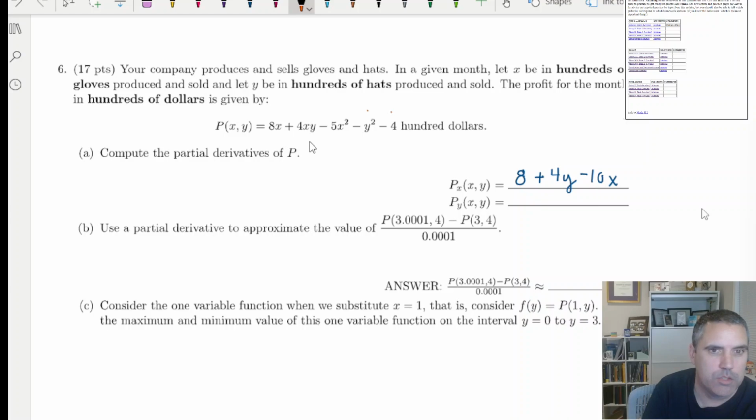Okay, so then we're going to switch gears and look at y. The derivative of y squared is 2y, and this is 1. Now we're treating everything else as a constant. There's only 2 terms that have y's in them. So what do we get? This becomes 4x minus 2y.